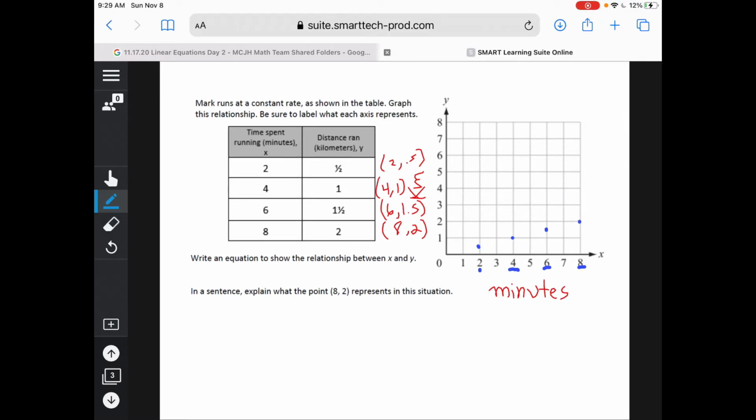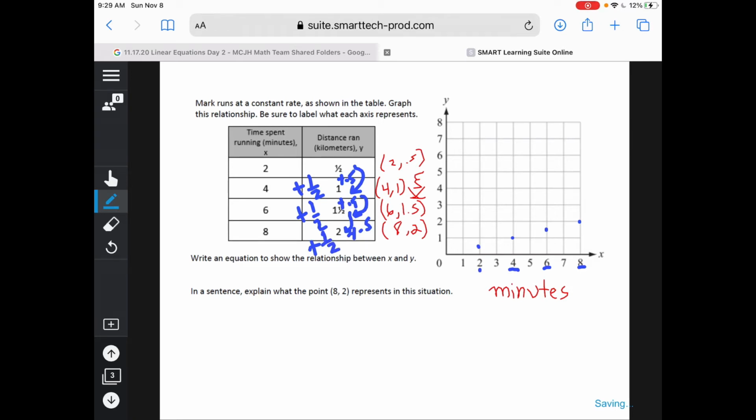We need to write an equation to show the relationship between x and y. So how do we go from x to y? Well, we can see that the rate of change from 1.5 to 1 is plus 0.5. From 1 to 1.5 is plus 0.5, or plus 1/2 if you wanted to say it that way. And then from 1.5 to 2 is plus 0.5 as well.